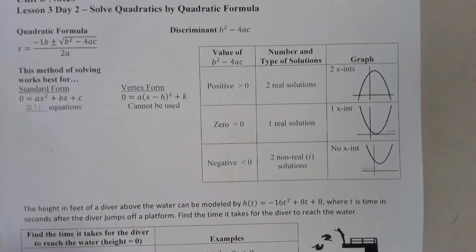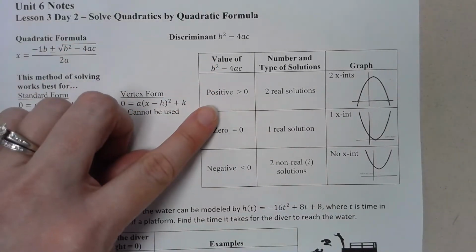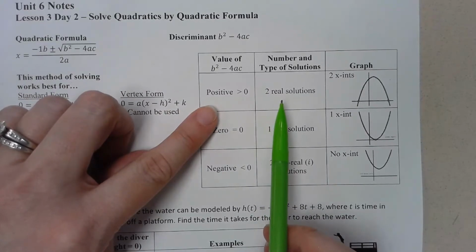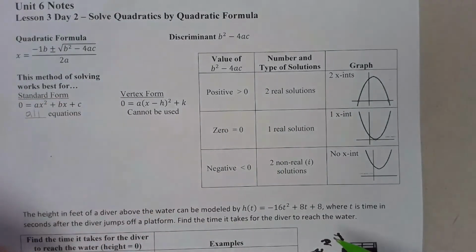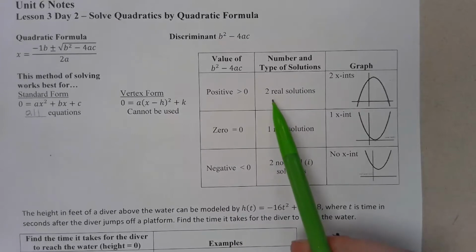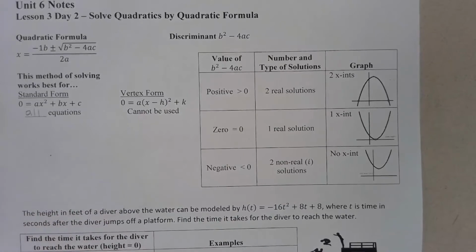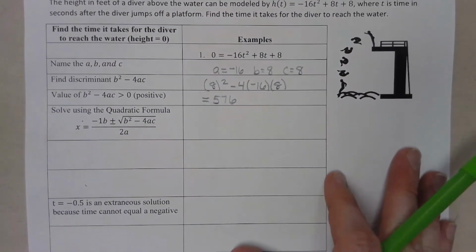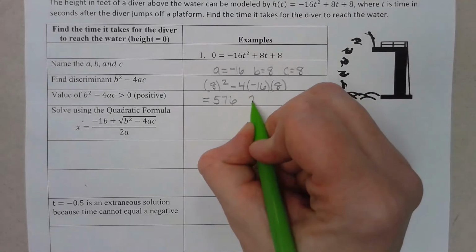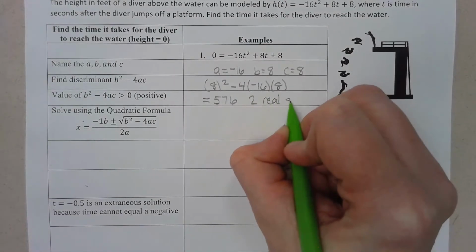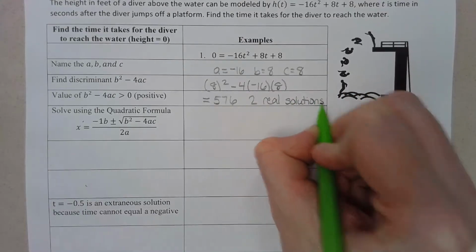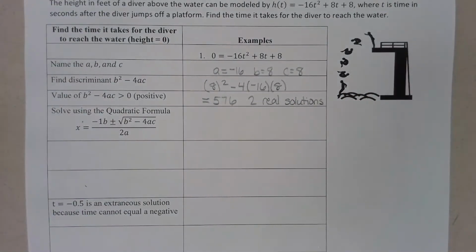So let's refer back up to our chart. Because the value of our discriminant is positive, we're going to have two real solutions. I know that may seem weird, especially with this situation. We're finding the time it takes for our diver to reach the water. We actually will not need both of these solutions. Although we will have two real solutions, we'll need to identify which of the solutions is actually our answer for the time that the diver reaches the water. So we'll talk through that when we get there. So this being a positive value tells us we have two real solutions. So let's find those now with the quadratic formula.